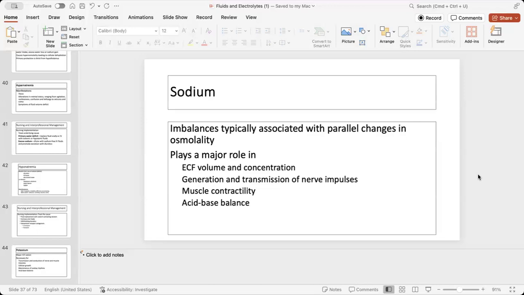Should I ever give it IV push? No. Should I infuse it at a rate of 10 milliequivalents per hour per an IV pump? Yes. Is that safe? Yes. So D, F, yes? All right, delegation to the UAP, your unlicensed assistive personnel.